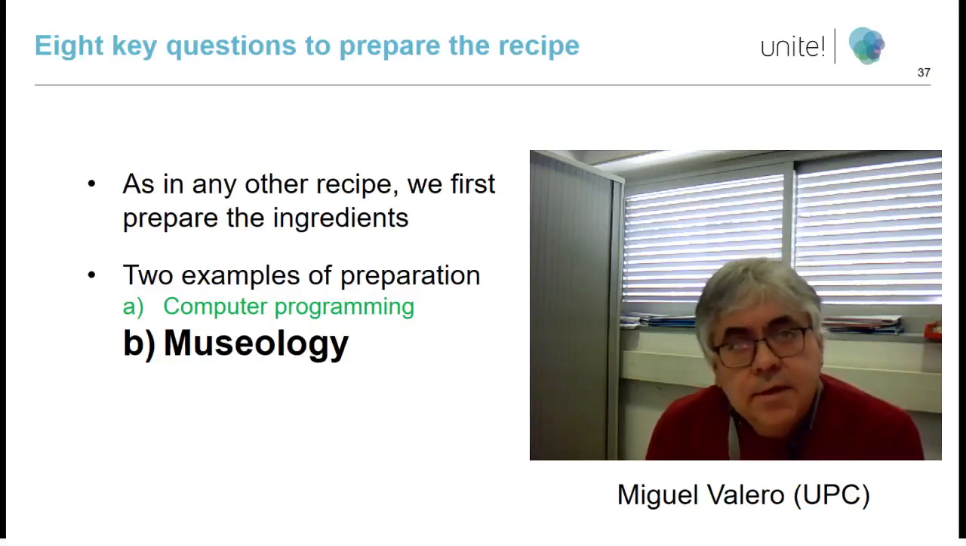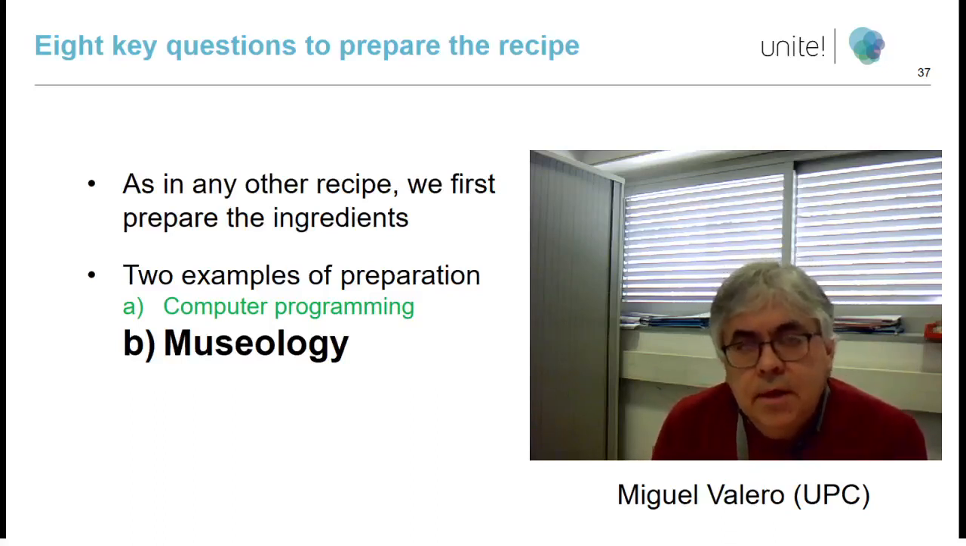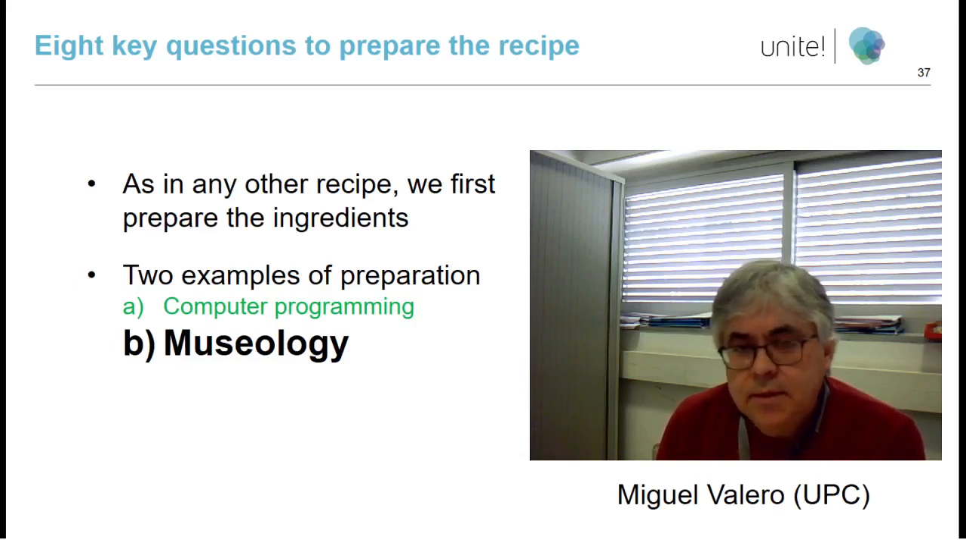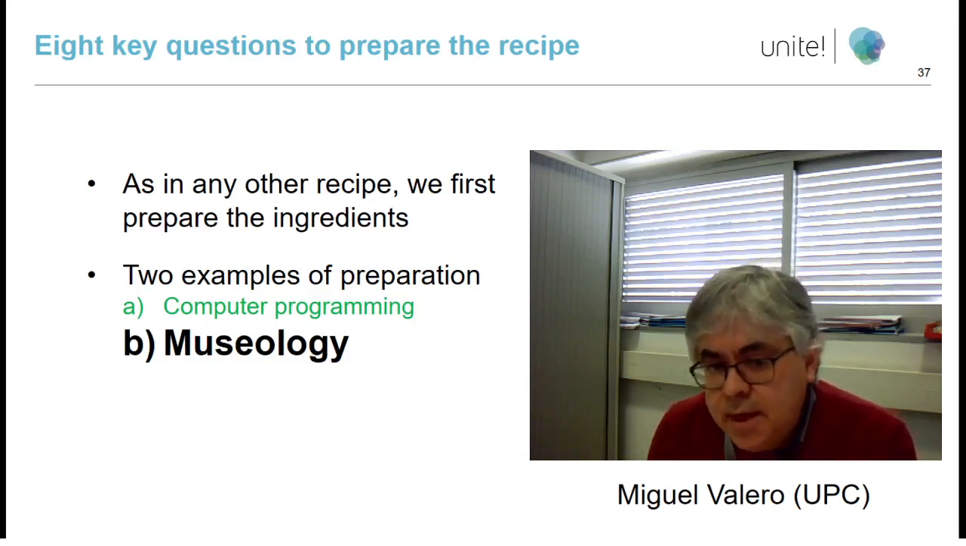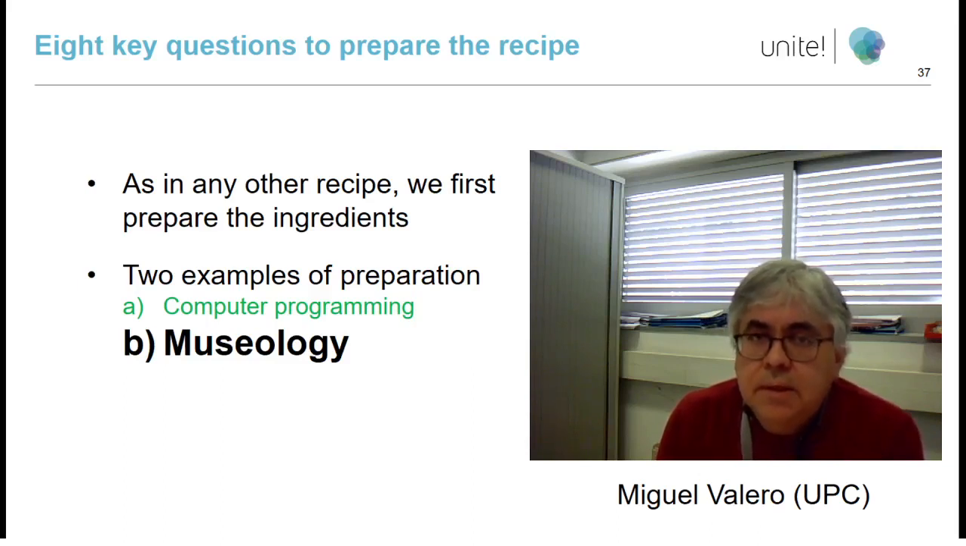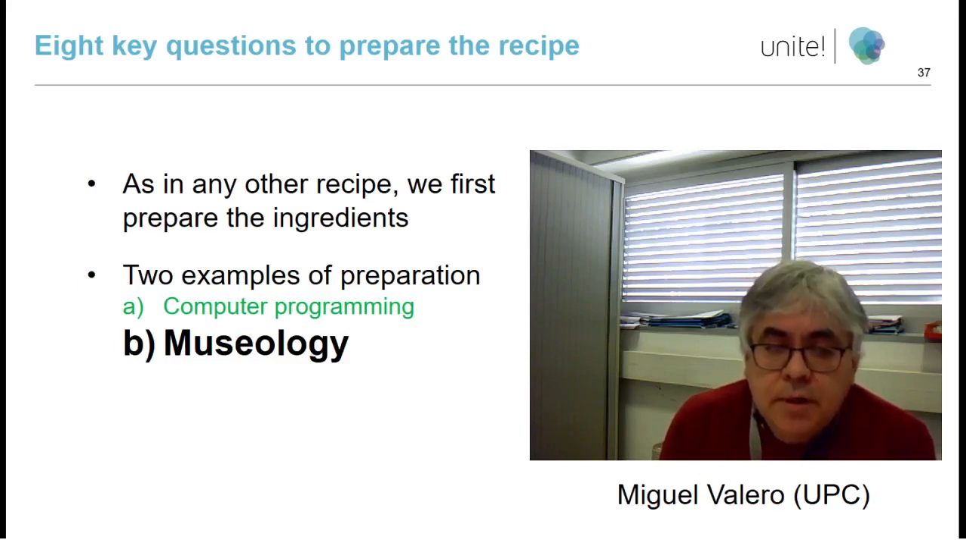So let's see a second example of what could be the answers to the 8 key questions to prepare the recipe. In this second example, we will consider an activity, a project-based learning activity for a subject on museology. This is a subject very far away from engineering education, and in particular from computer programming.